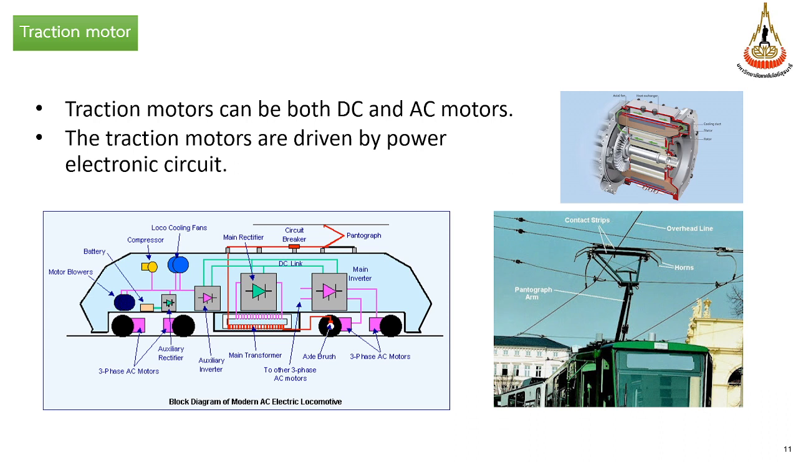And there are some special motors like the traction motor. A traction motor is the motor that drives the train in the railway system, and it's driven by a power electronic circuit. It's supplied with electricity from the overhead wire here.